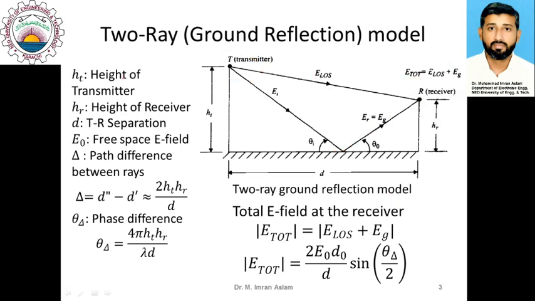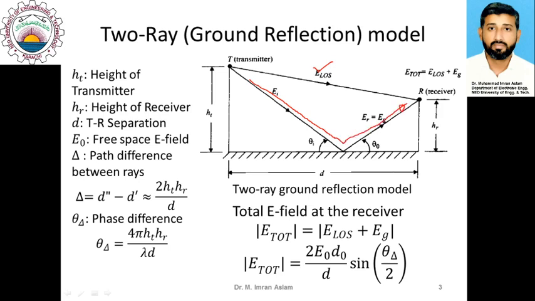The notation that we used in this geometry is h_t for the height of the transmitter, h_r for the height of the receiver, and d for the distance between transmitter and receiver, or simply the transmitter-receiver separation. E naught is the free space E field. Delta is the path difference between the two rays. We have this ray represented by E_LOS, and the other ray, the ground reflected ray, which goes from here to here.